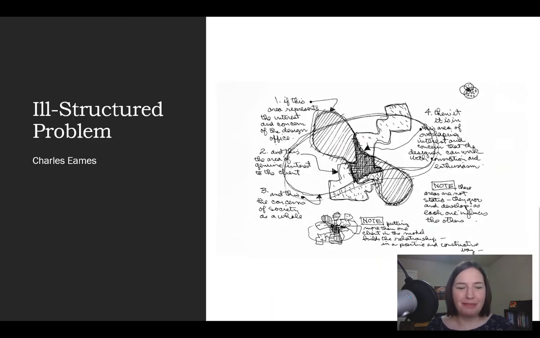This was a famous architect, Charles Eames. He did some famous chairs, and I'm going to talk through this. It's a little hard to see on here. Let me see if I can draw this. He talked about this for framing. He said this section right here, that is the interest of the design office. Okay, so that's the interest of the design office you work for.